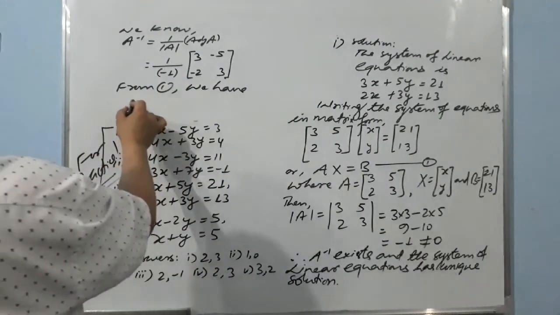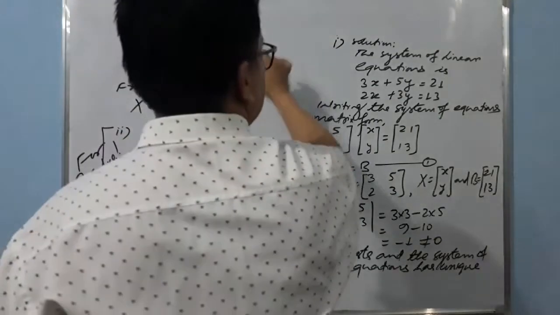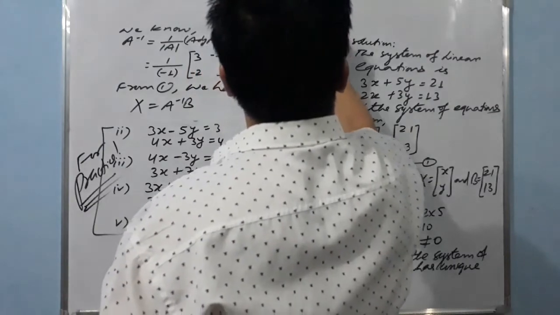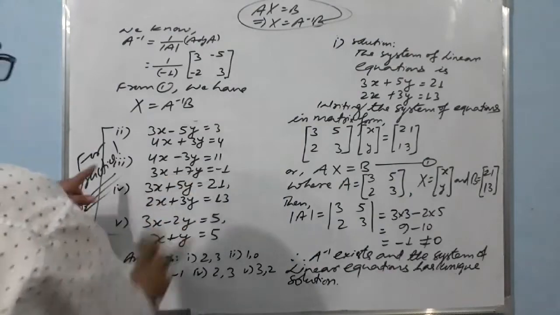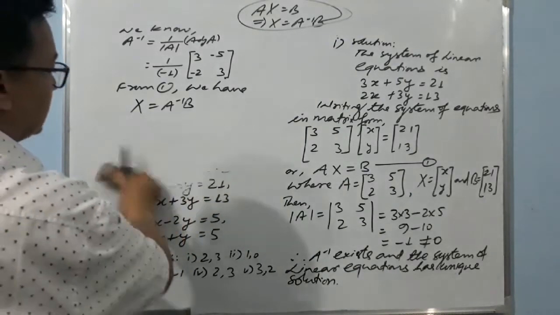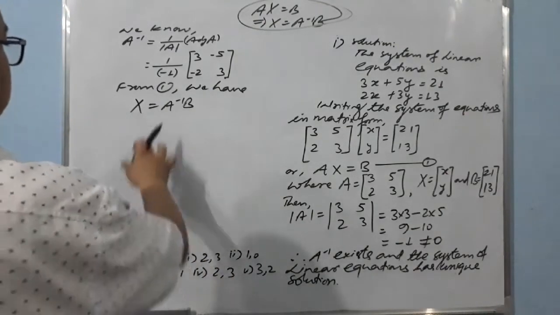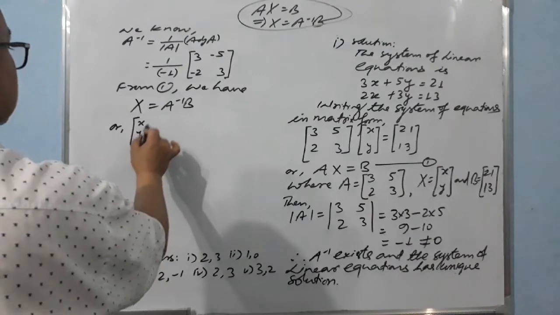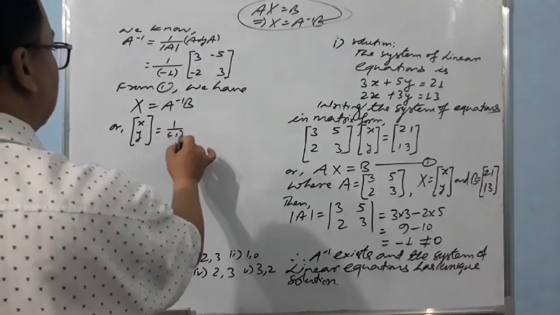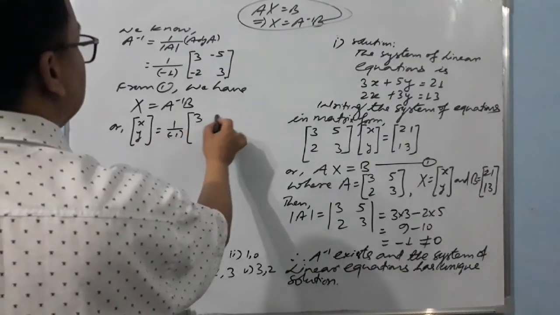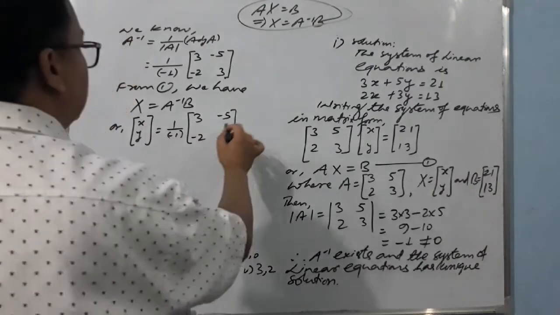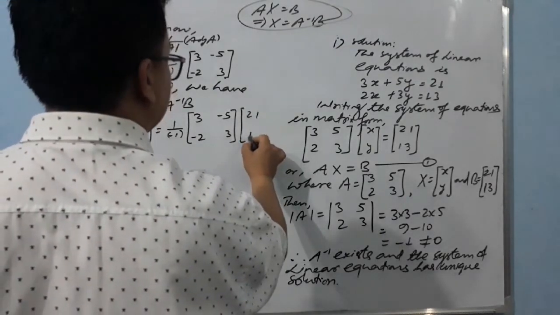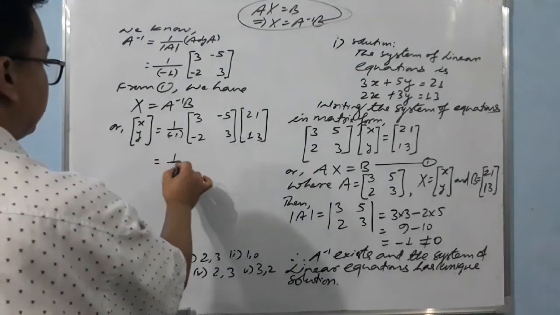From here we can write X = A inverse B. Once again, let me write here AX = B implies X = A inverse B. Okay, so we will write X = inverse B, or instead of X you can write the column matrix of x and y. The inverse is 1 upon minus 1, into the matrix 3, minus 5, minus 2, 3, into B, which is 21, 13.